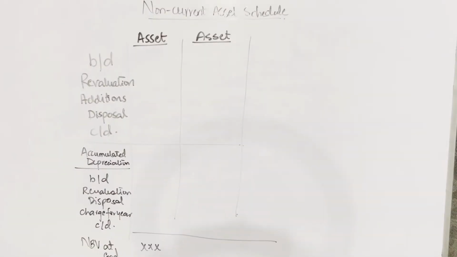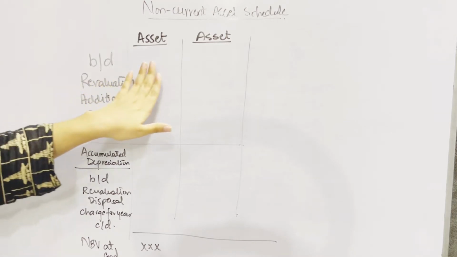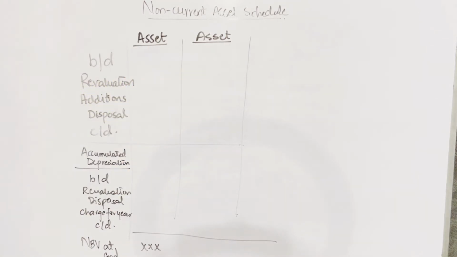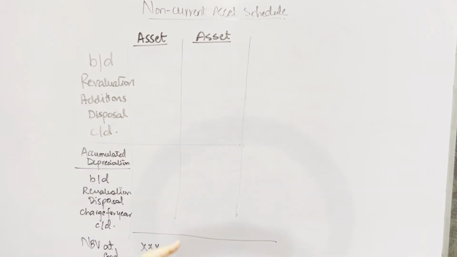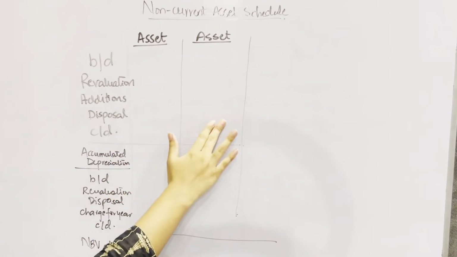Alright, now if you look into the format, it is basically the brought down at the start, like the cost of the asset. If there's any revaluation, the addition means if you've purchased any, disposal is if you have sold any, and then you have the carry down.